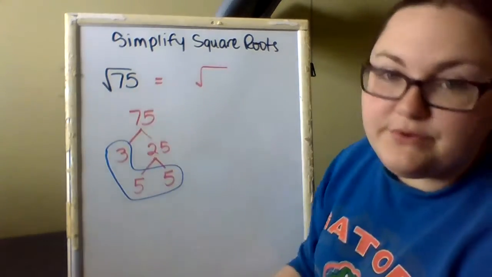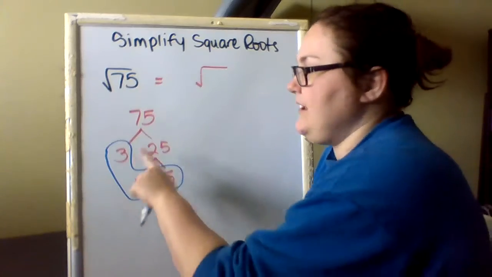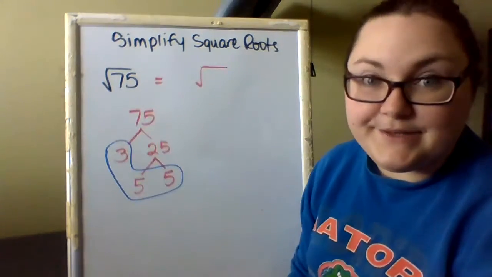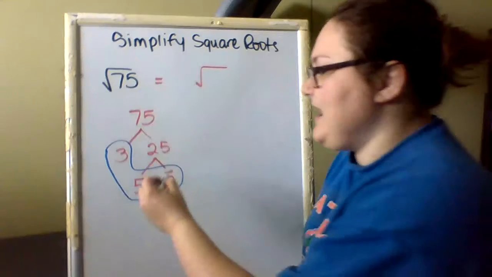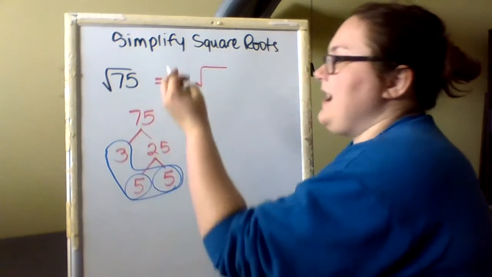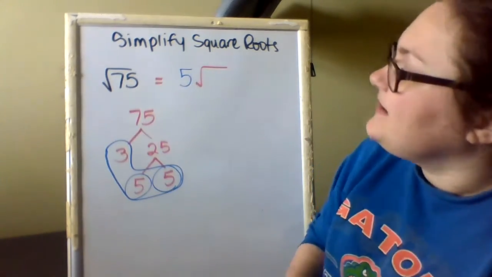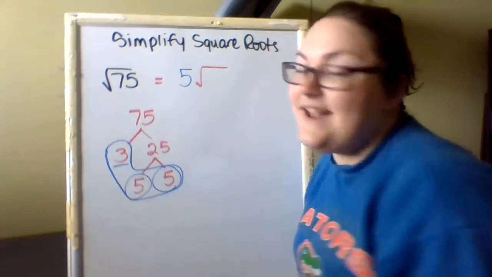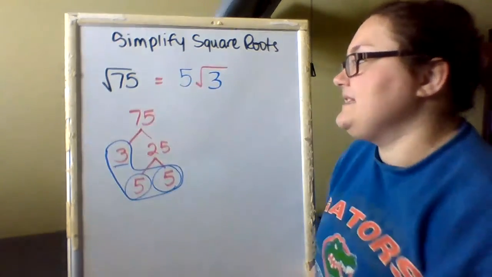How simplifying square roots works is that if you have a pair of prime numbers, the pairs go outside the square root. And if you have any number that doesn't have a pair, it goes inside your square root. So for example, I have a pair of 5s, so I'm going to write one 5, because I have one pair of 5s. I'm going to put a 5 outside the square root. And then this 3 right here does not have a pair. So the numbers without pairs go inside.